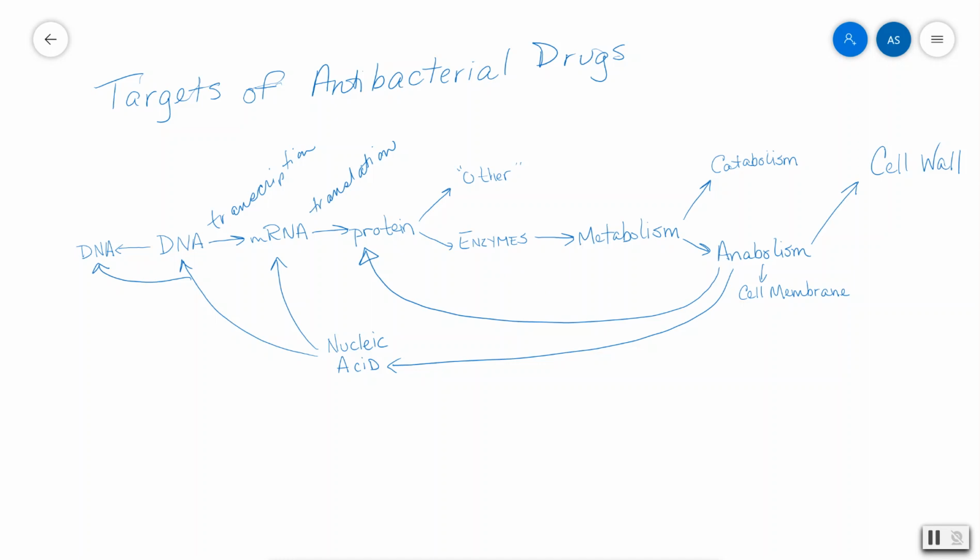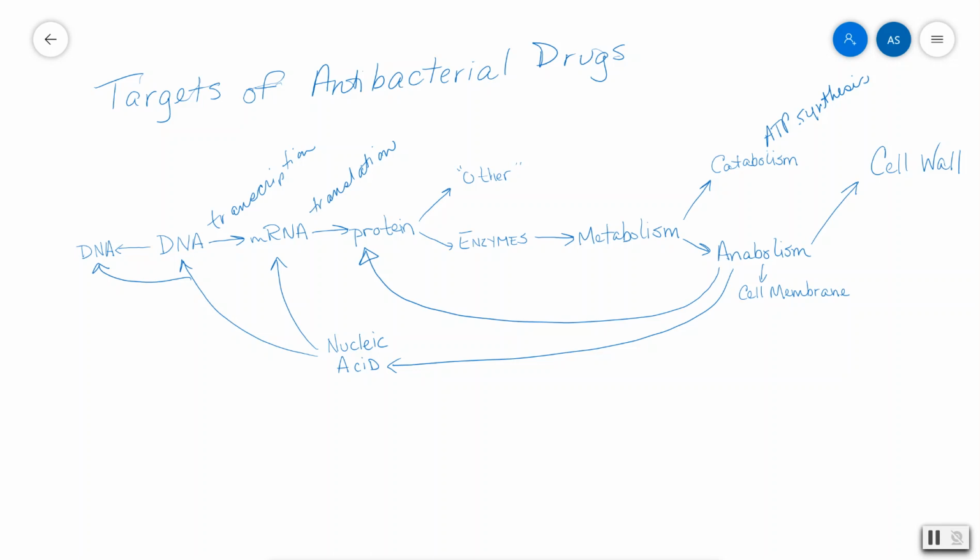Metabolism can be broken down into catabolism, which is ATP synthesis, or anabolism, which is the making of larger molecules from smaller molecules, and this process uses ATP. There are many anabolic pathways, but we are going to focus on a few: making cell wall, making cell membrane, making nucleic acid such as DNA and RNA, and also making protein is an anabolic process.